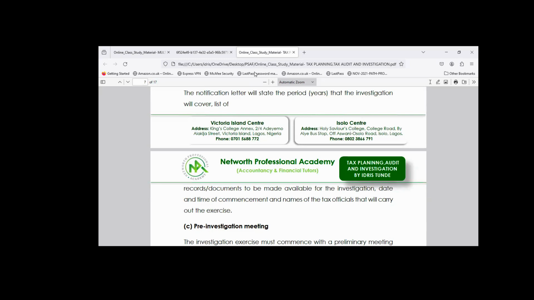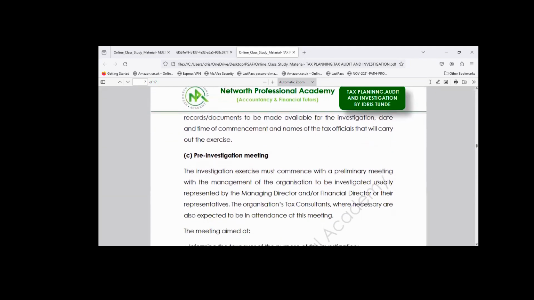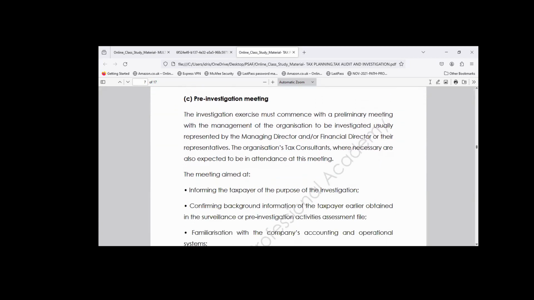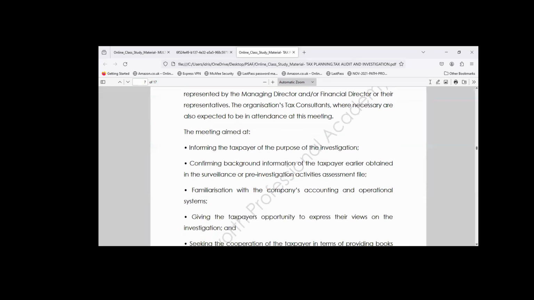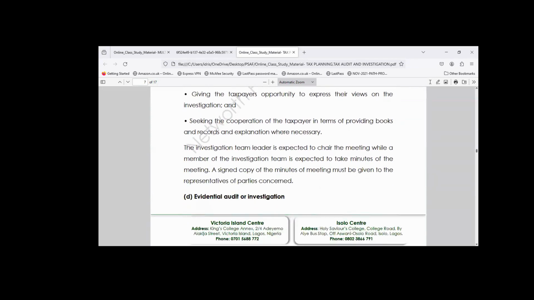So the next stage is the pre-investigation meeting. Before they start the investigation, they have to hold a meeting with the managing director and financial director to tell them the aims of coming for the investigation and what they want to do. They inform the taxpayer of the purpose of the investigation, confirm the background information, and familiarize themselves with the accounting system of the company. All these are done through pre-investigation.